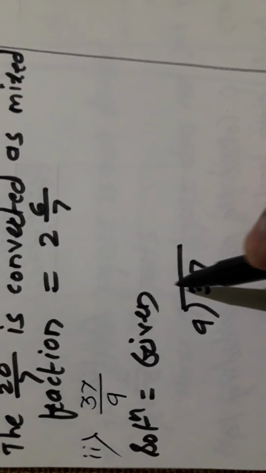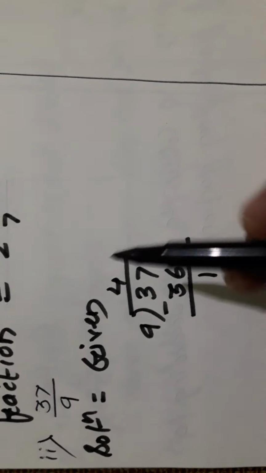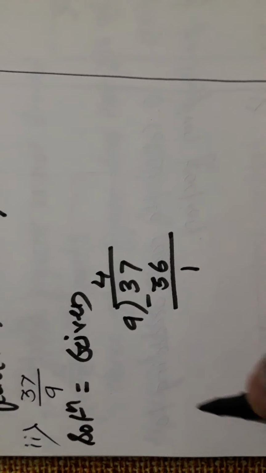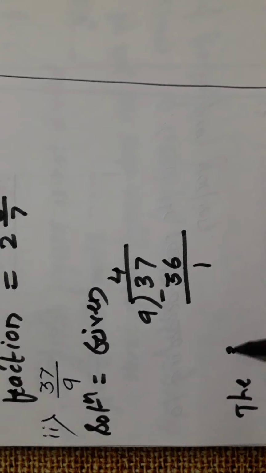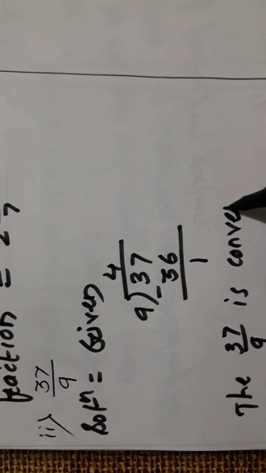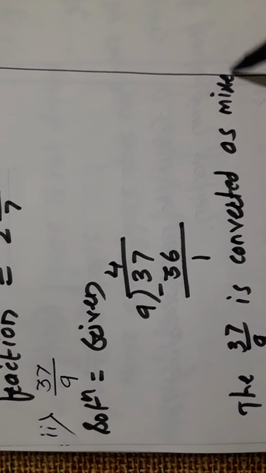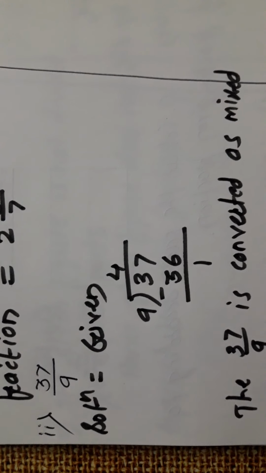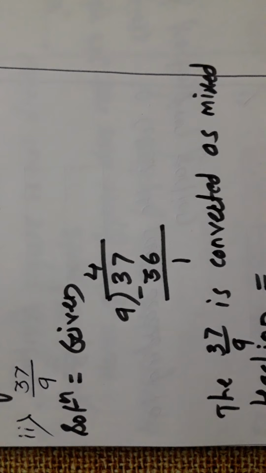Then what we will do? 9 fours are 36, minus, what we will get? 1 we will get. Here we got quotient 4, divisor is 9 and remainder is 1. Then we have to write the 37 upon 9 is converted as which fraction? Mixed fraction. Mixed fraction is equal to, what is the answer?